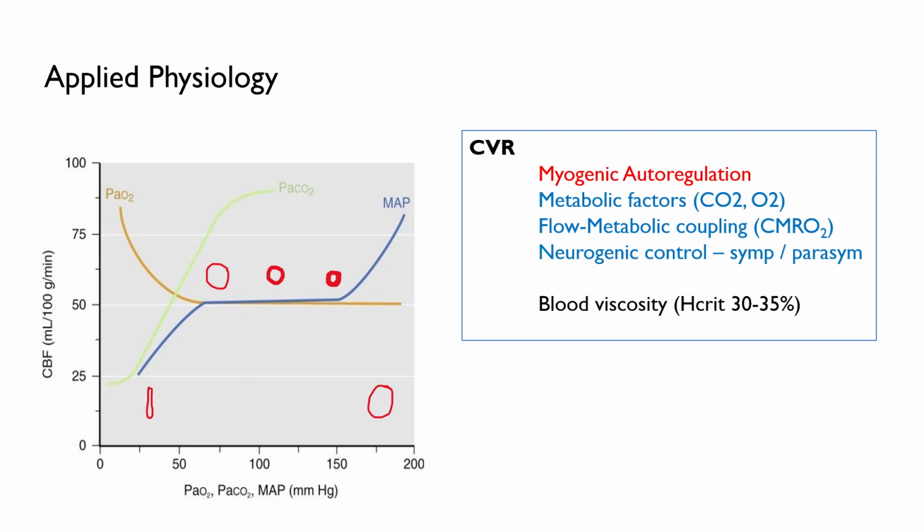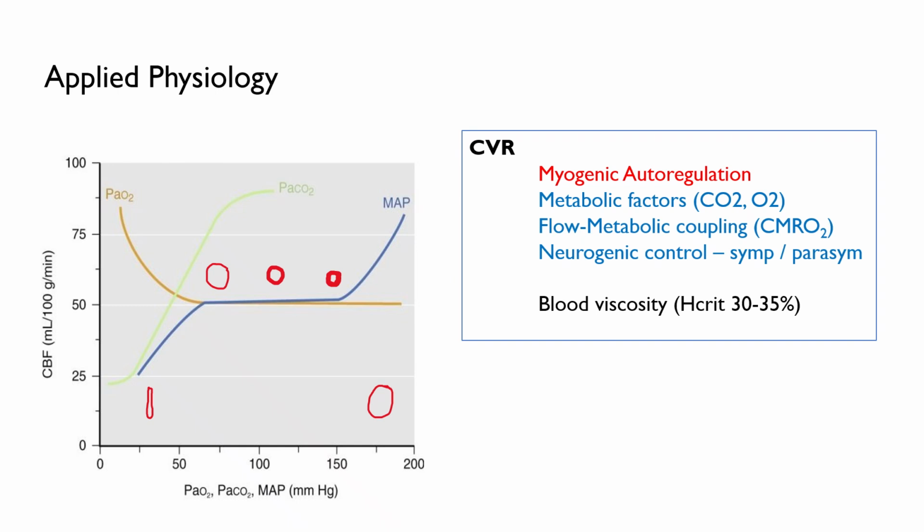Above and below the autoregulatory plateau, cerebral blood flow becomes pressure dependent and directly changes with changes in mean arterial pressure. So at higher mean pressures above 150, cerebral vessels open up, become dilated, and blood flow increases. At low mean arterial pressures below that autoregulatory plateau, blood flow reduces and the vessels become slack.